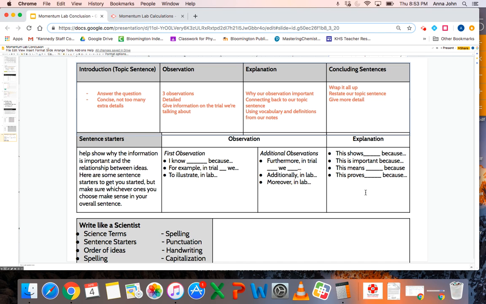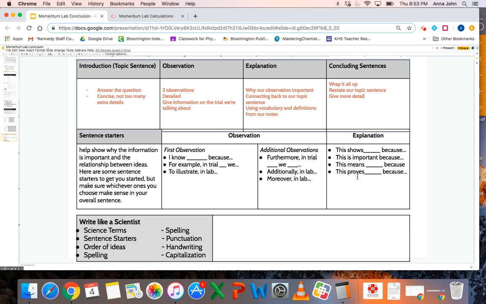And then over here, we've got some explanations. And remember, the explanation part is telling why our observation is important, connecting it back to what we've done. And then finally, we have been practicing all of this vocabulary. We've been using it in class, and so we want to make sure that we're writing like a scientist. So a lot of that has to do with using our science terms and having our sentence starters in there, but also spelling and punctuation and handwriting. So when we write our final draft, it's always a good idea to have someone else read over it, or for us to for sure read over it and not just kind of copy it down and hand it in.